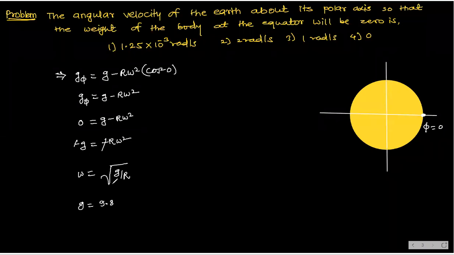g is 9.8 meter per second square and R value is 6.4 into 10 to the power 6 meter. Can you do it yourself now? Try it fast and tell me the answer.